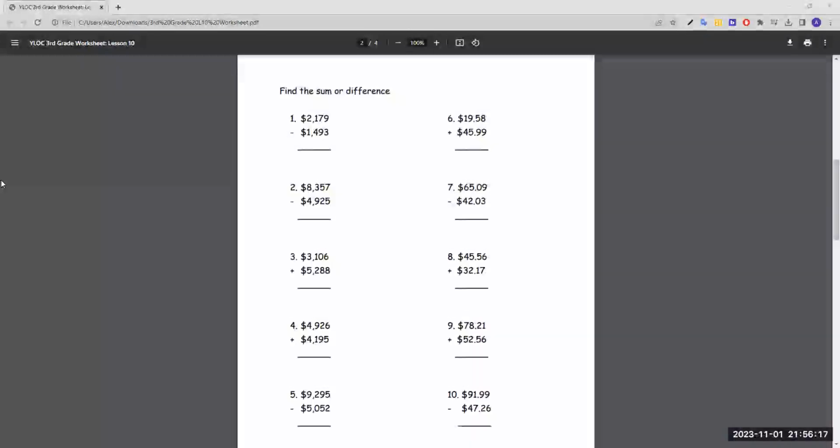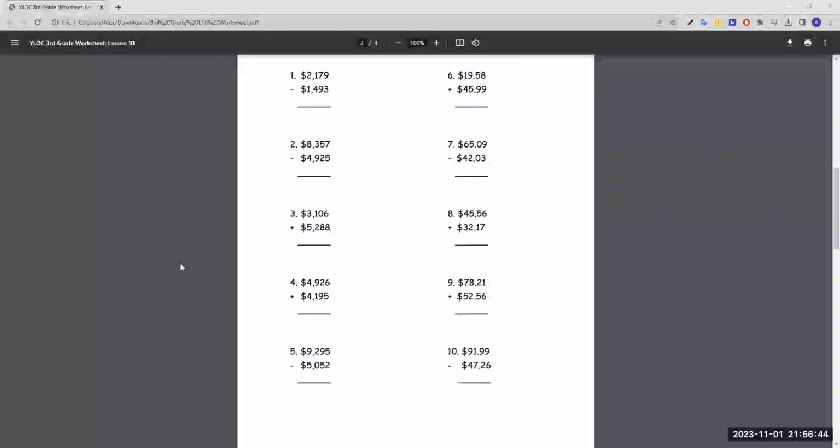Number two, 8,357 minus 4,925. 7 minus 5 is 2. 5 minus 2 is 3. We can't do 3 minus 9, so we take one from the 8. And it becomes 13. 13 minus 9 is 4. 7 minus 4 is 3. So number 2 is 3,432.